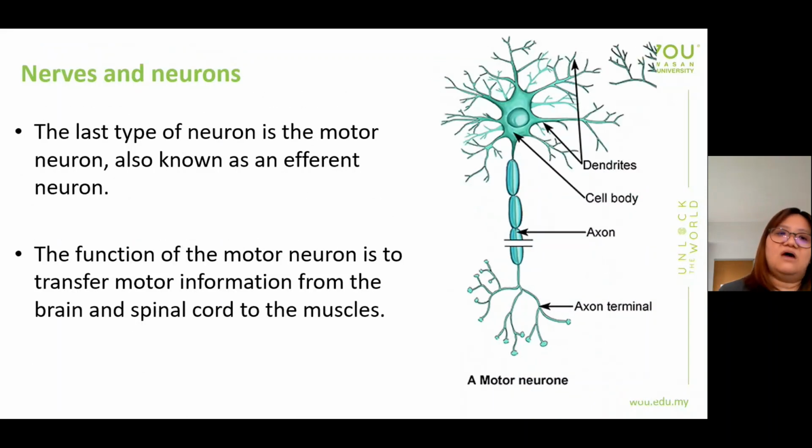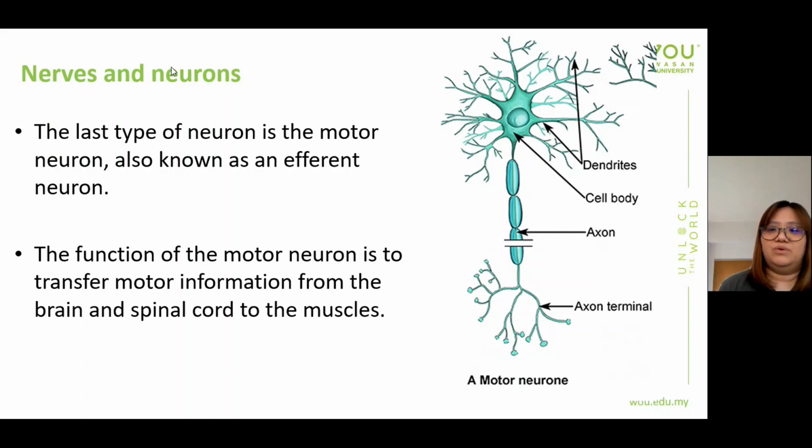And then after that, the third type of neuron, we call it motor neuron, or also name it efferent neuron. Its function is to transfer the motor information from the brain and spinal cord to the muscle. After we receive the information from our motor neurons, then we will start to do reaction. You can also see the structure is also quite different from relay neurons.